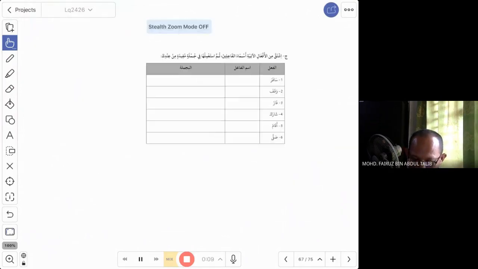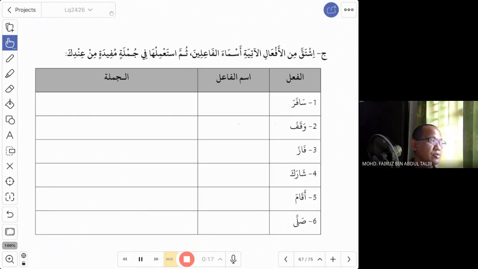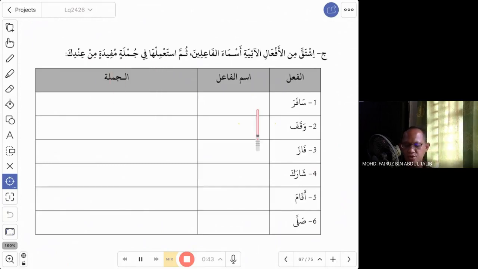At-tadrib al-thalith. Okay, this is the last one. At-tadrib al-thalith, ishtaqqa. So remember this word, ishtaqqa. If in the exam they say ishtaqqa, now you know. Ishtaqqa means you have to derive the word. Ishtaqqa min al-af'al al-atiyah: derive the following from the following fi'l. You need to derive asma al-fa'ilin. This is isim fa'il, they just change this to jama'. Find isim fa'il from these words, thumma ista'milha, and then use them in the jumlah, as usual. Okay, first we find the isim fa'il together.